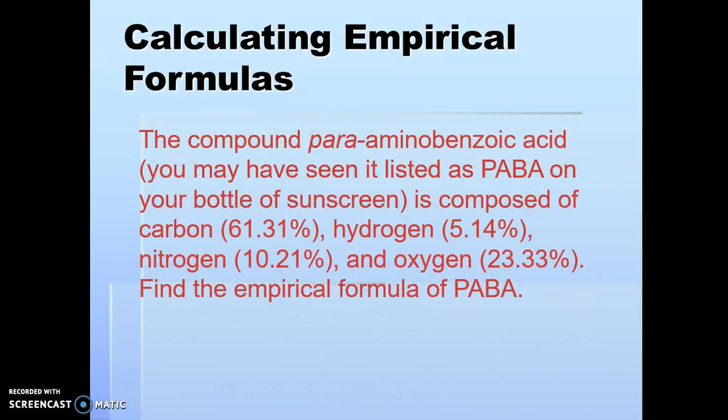All right, so here is an example. The compound para-aminobenzoic acid, you may have seen it listed as PABA on your bottle of sunscreen, is composed of carbon at 61.31%, hydrogen at 5.14%, nitrogen at 10.21%, and oxygen at 23.33%. Find the empirical formula of PABA.